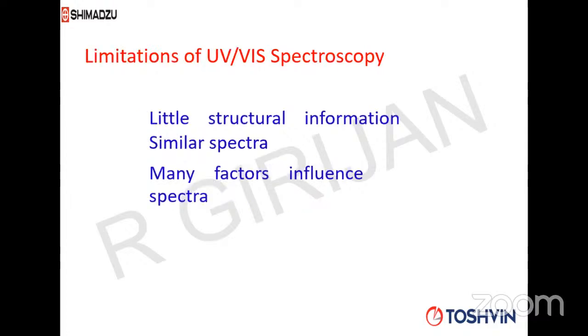Then the limitations, as I told you: you cannot go for a qualitative identification because you get very little structural information, because different compounds will produce very similar spectra. That's the main problem we encounter when we go for a qualitative identification by UV. So that is why we don't do that now. We go for only quantitative estimations.